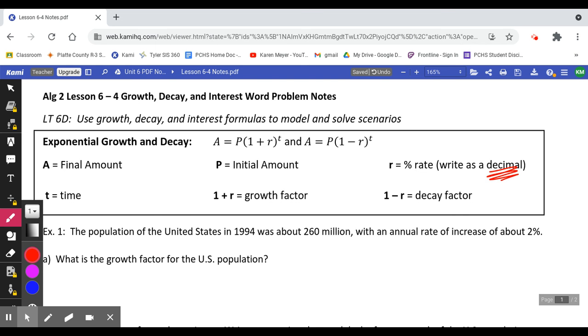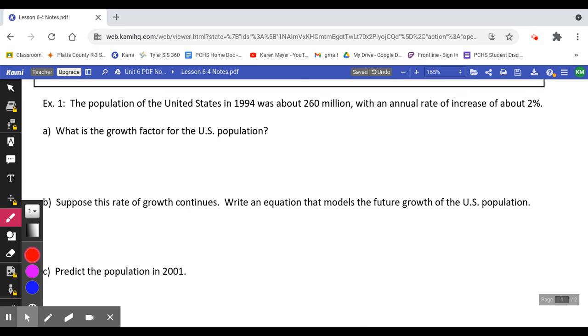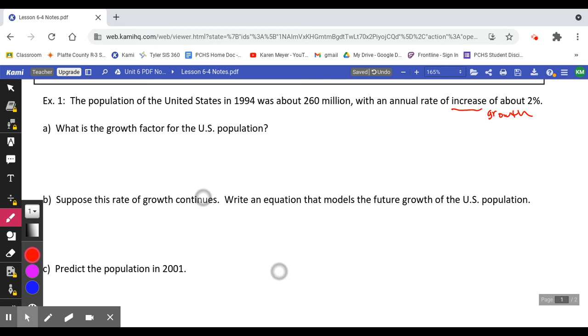So let's get started with our first problem. Okay, what I do is I look for a keyword in the problem. And in this problem, the keyword I see is increase. And increase tells me that it's a growth. Now, part A is asking for the growth factor. So GF for growth factor. Growth factor is found by doing 1 plus R.